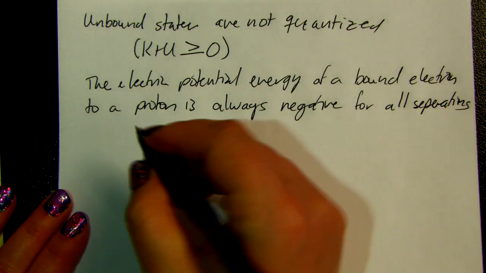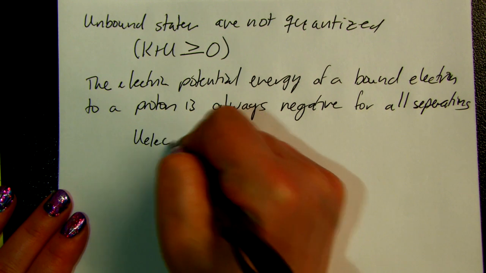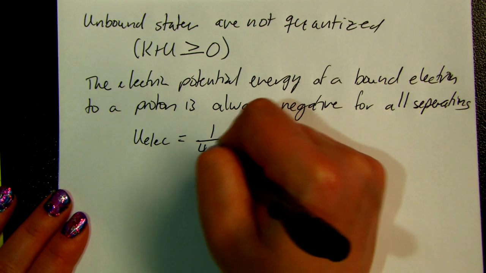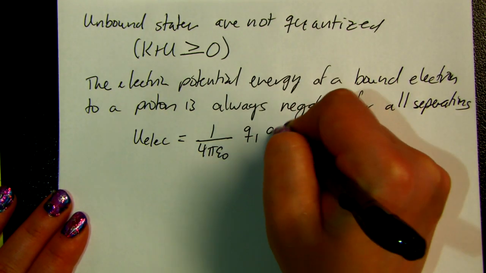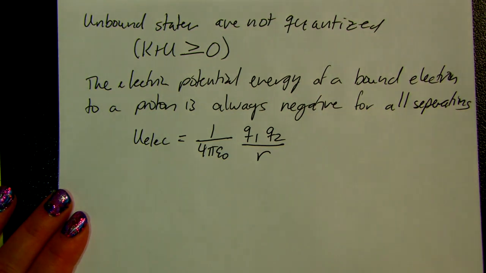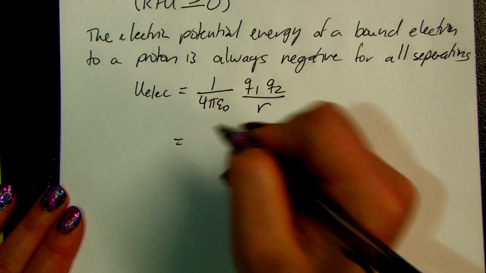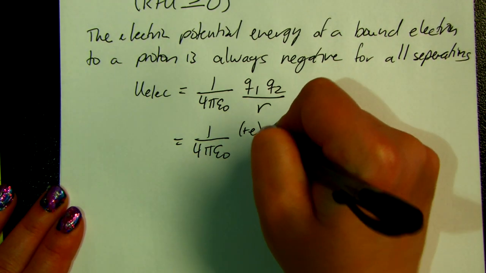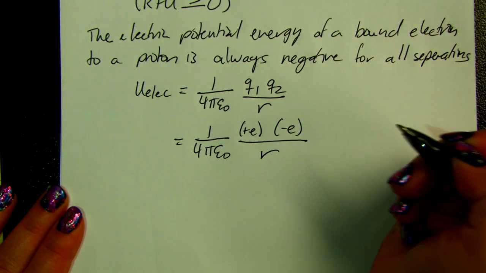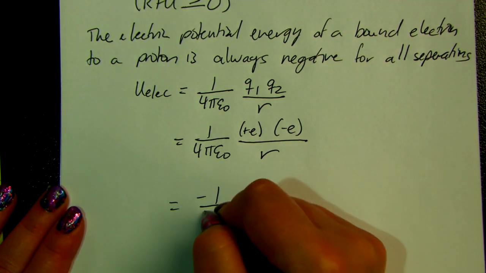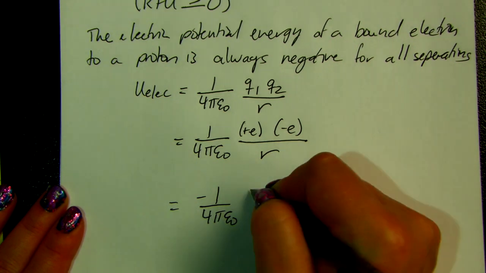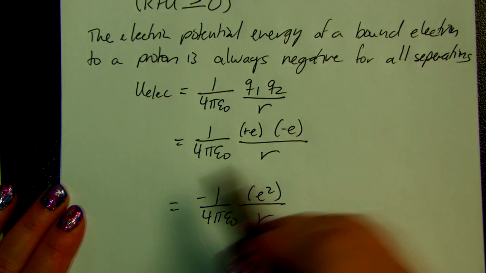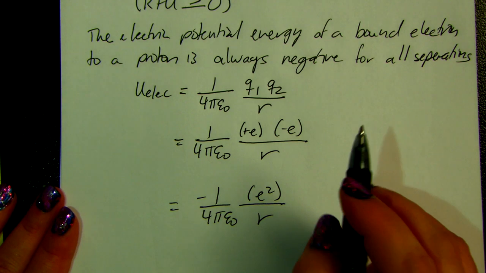And we can see this by just going back to our electric potential energy formula that we've seen prior. So U electric is just 1 over 4 pi epsilon naught Q1 Q2 over R, which is the distance between them. So for an electron bound to a proton, we have 1 over 4 pi epsilon naught times plus e for the proton, minus e for the electron, divided by R. And then we see this is just minus 1 over 4 pi epsilon naught times e squared over R. Since you always have a plus and a minus, that means you always have a negative electric potential for the bound electrons.